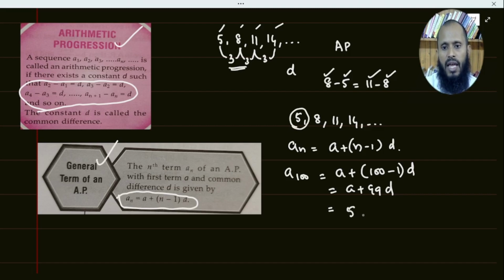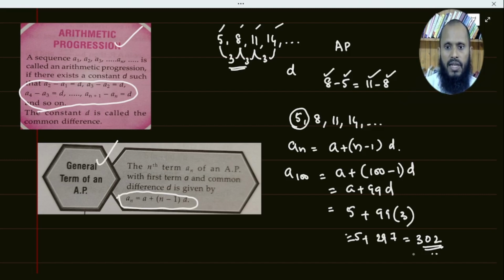So instead of a, I am writing 5 plus 99, and d in our case, as I mentioned earlier, will be 3, because that is the constant which I have to add to get the next term always. So instead of d, I am writing 3. So this is nothing but 5 plus 99 into 3. 3 9s are 27, 297. So 297 plus 5 will give me 302. Okay. So that means the 100th term of this AP will be 302.